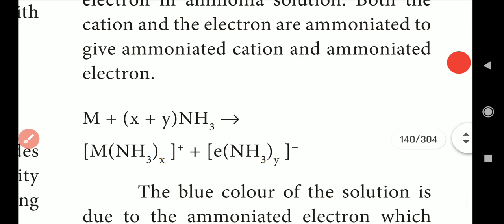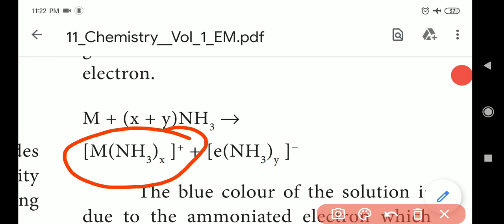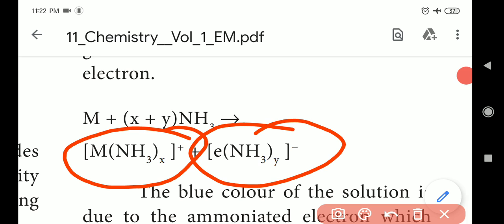For example, x and y moles of ammonia molecules react with the metal, and they produce the ammoniated cation and the ammoniated anions. So the ammoniated cation and ammoniated anions are present inside the ammonia solution, and they act as good conductors.